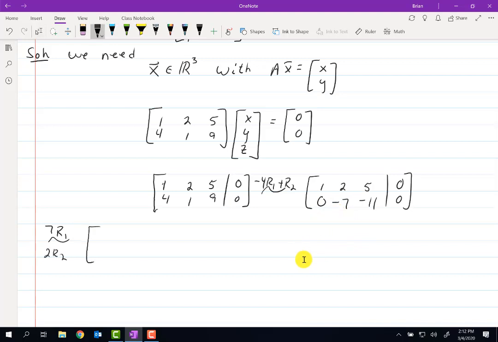So let me write this intermediate step. Multiplying the first row by 7, I'll have 7, 14, 35. And the second row, since I'm multiplying by 2, I'll have 0, negative 14, and then negative 22. Now simply add row 2 to row 1.